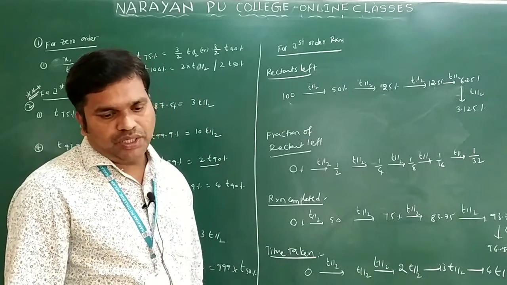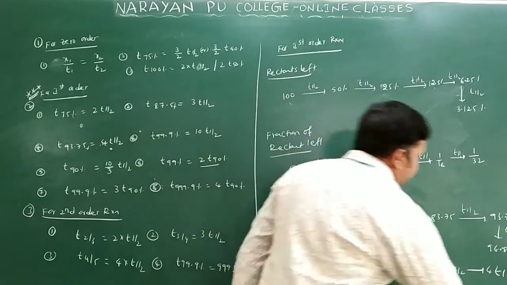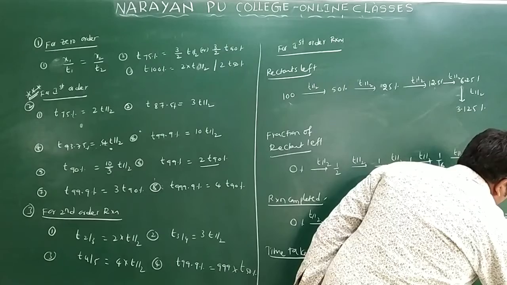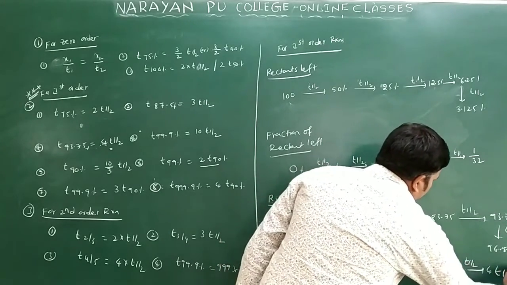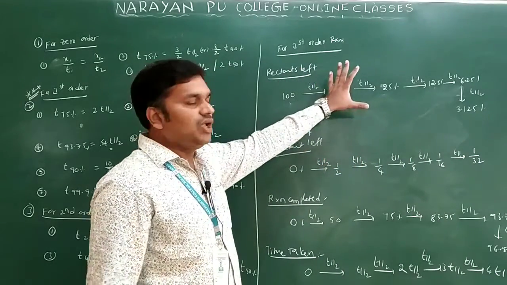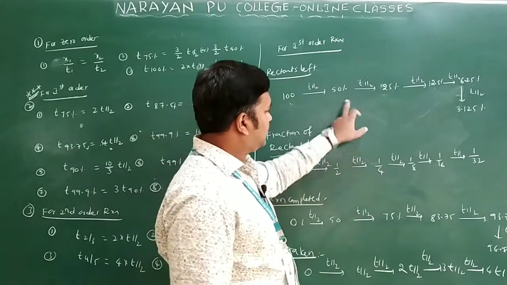So 0, T of, 2 T of, 3 T of, 4 T of, and finally you will get 5 T of. You can write here this is T of. This is T of. This is T of. Already wrote here the time taken. If you take here T of is there, this is 2 T of. This is what?